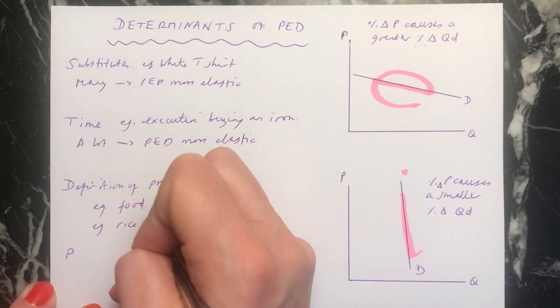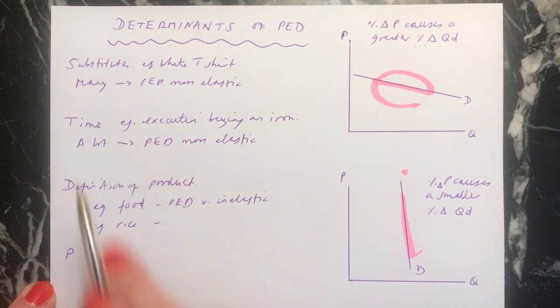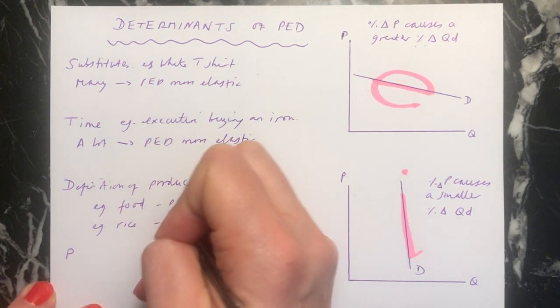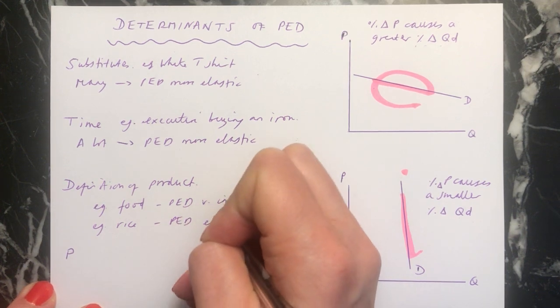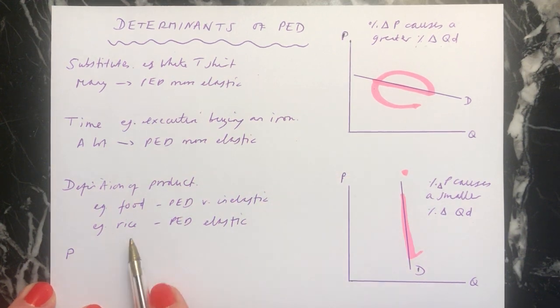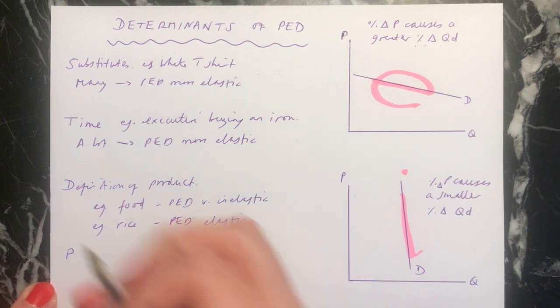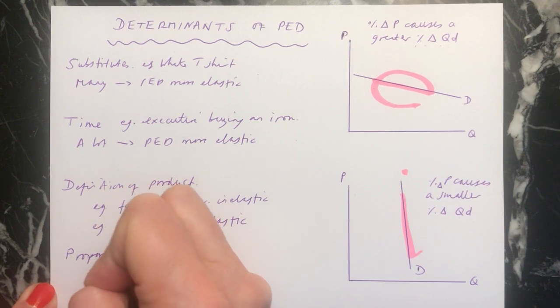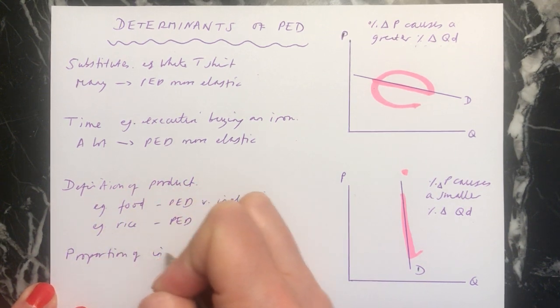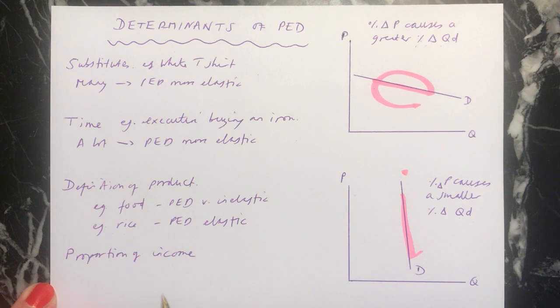However, with rice, there are lots of substitutes, and therefore your PED will be much more elastic because instead of buying rice, if the price goes up, you could go and buy potatoes or bread or some other kind of carbohydrate. The last one is the proportion of your income that you are spending on the product.